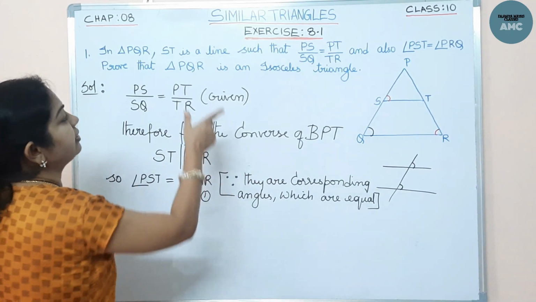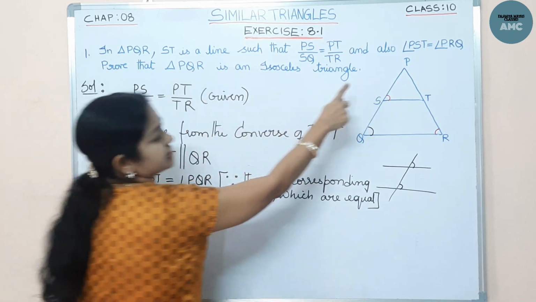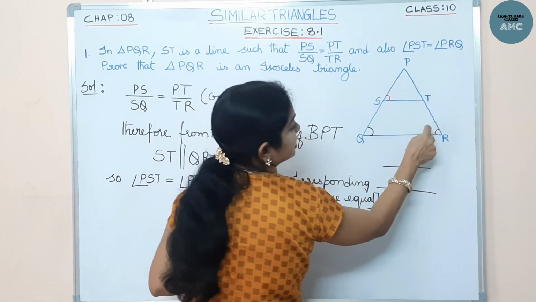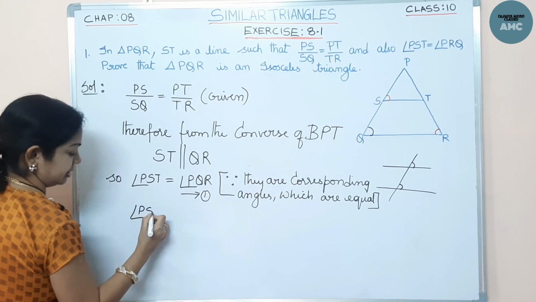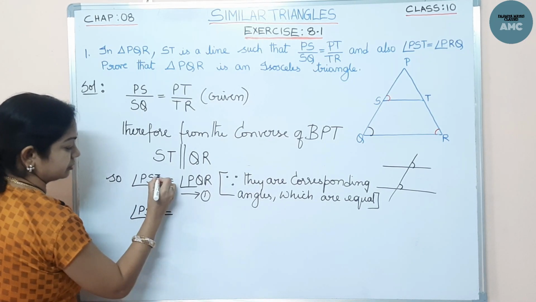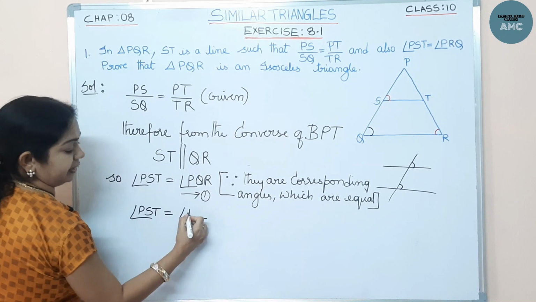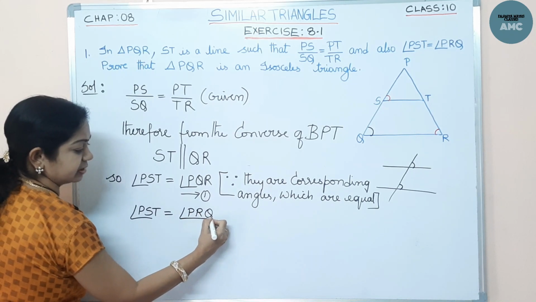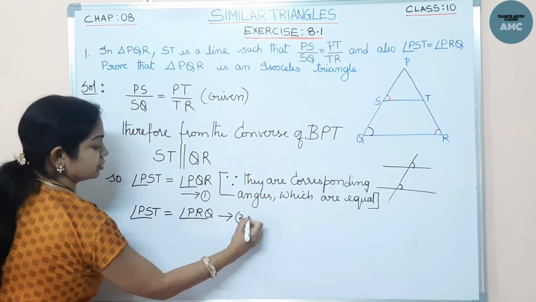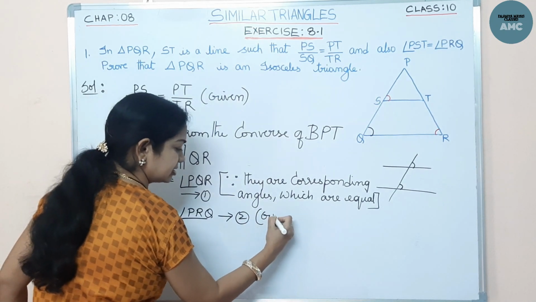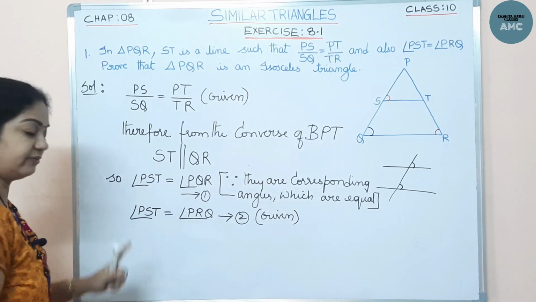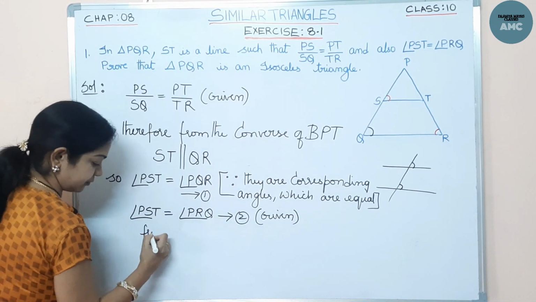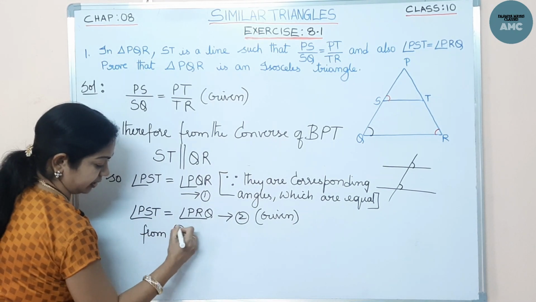Now given in the problem that these two angles are equal, isn't it? Let me take those: PST is equal to PRQ. This is equation 2. So how did we get this? This is given in the problem. Right. From equations 1 and 2, what can we infer?